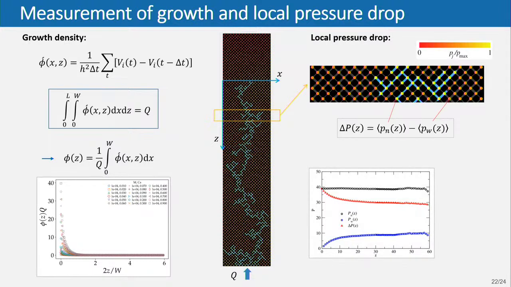And then the local pressure drop we can find out from the pressures in individual nodes, and this is the non-wetting pressure. You can see there is not much variation because it is a low viscous fluid. This is the wetting pressure, and this is the difference between these two. You can see that the pressure drop is high close to the fingertip, and then it's almost horizontal, and that's why there is almost no growth here. So this is the threshold pressure, because even if the pressure is non-zero here, you don't see any growth. So from this horizontal value, we can find out the threshold pressure.